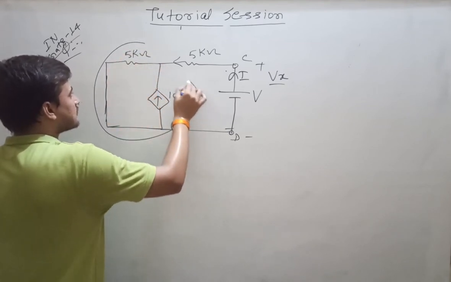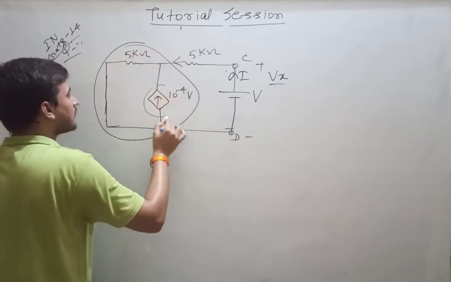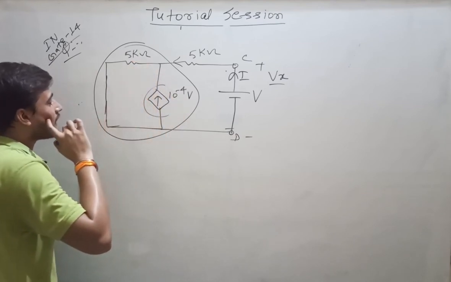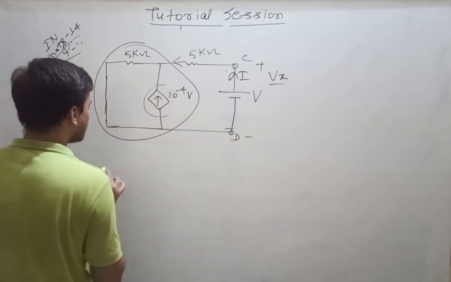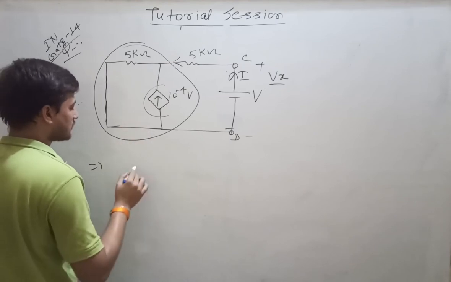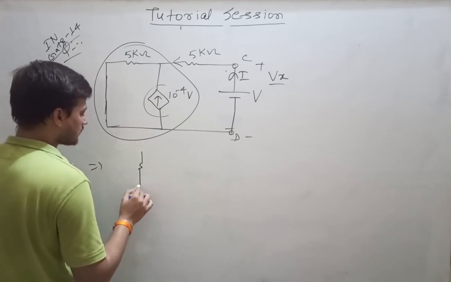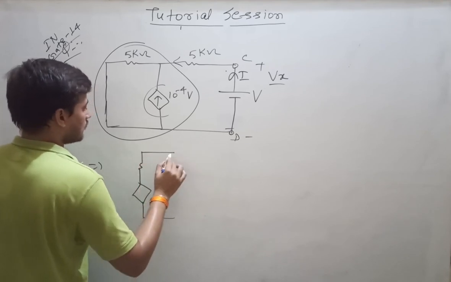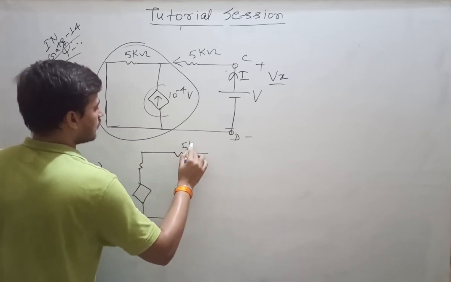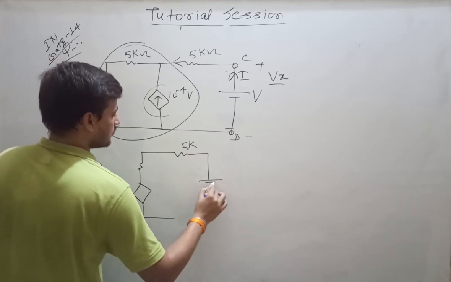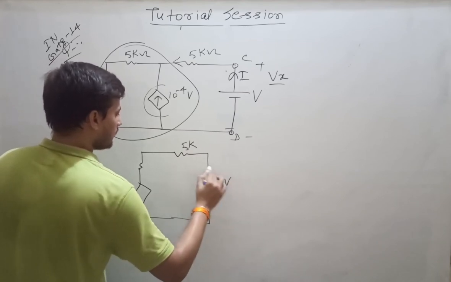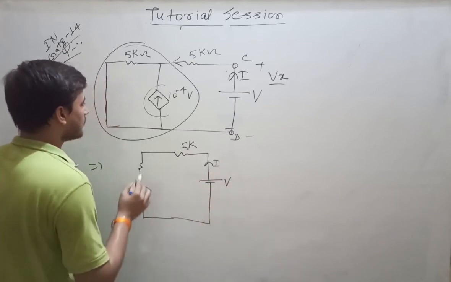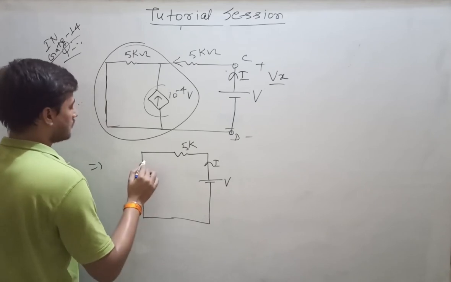Look at this one. This is a dependent current source connected across a 5 kilo ohm resistor. So you can use the method of source transformation, because source transformation is valid in the case of dependent sources. This is 5 kilo ohm. This is V and I.